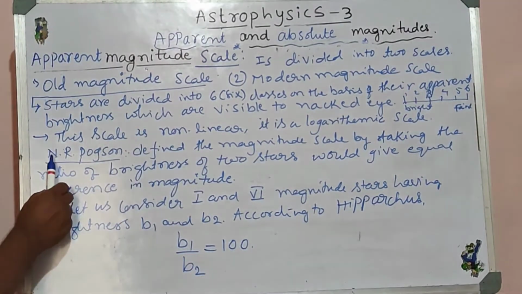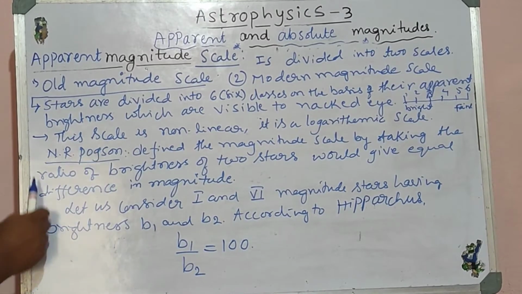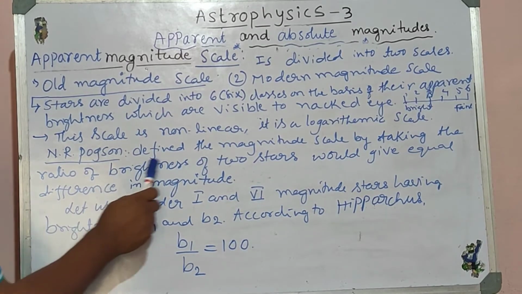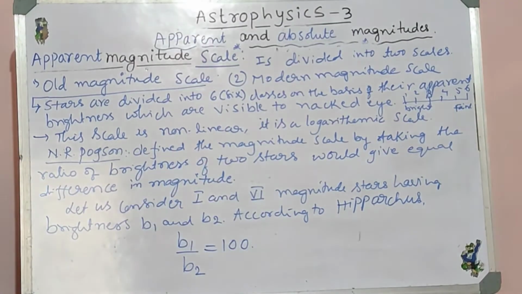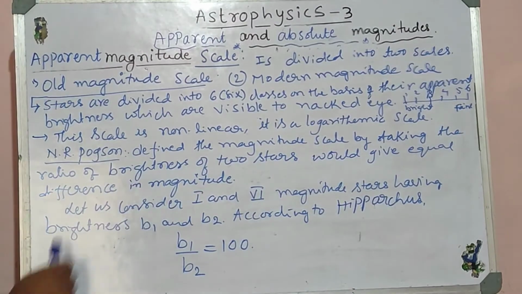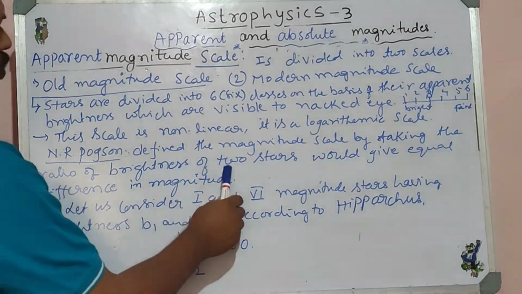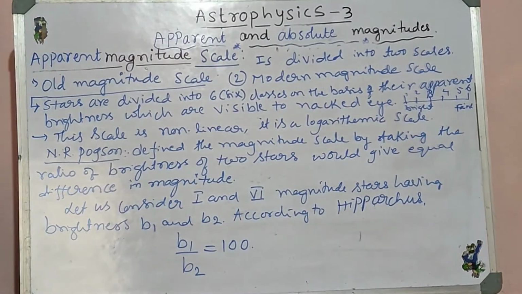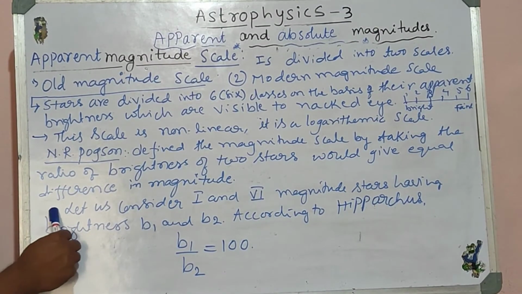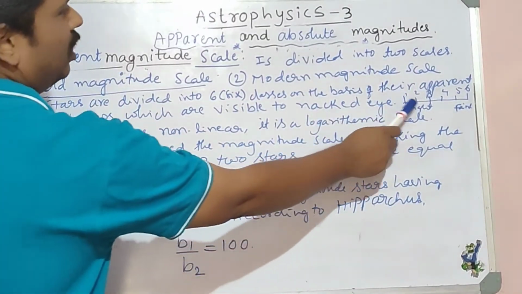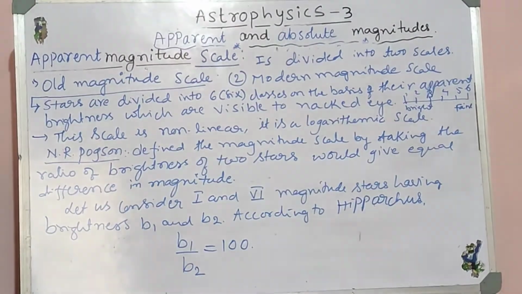Once again, another astrophysicist, N.R. Pogson, defined the magnitude scale by taking the ratio of the brightness of two stars would give an equal difference in magnitude. The ratio of the brightness of the two stars would give the equal difference in magnitude according to N.R. Pogson. Therefore, let us consider the first and the sixth magnitude star.